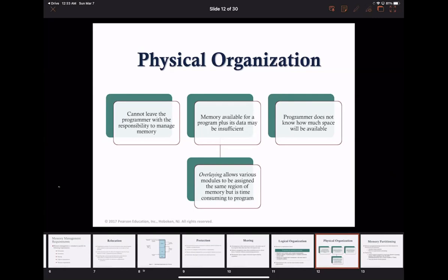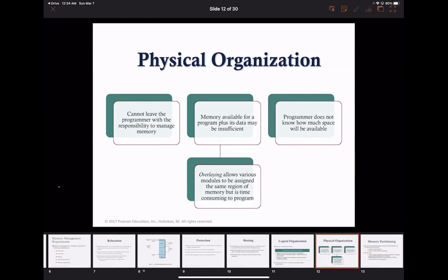In this two-level scheme, the organization of the flow of information between main and secondary memory is a major system concern. The responsibility of this flow could be assigned to the individual programmer, but this is impractical and undesirable for two main reasons. The main memory available for a program plus its data may be insufficient.